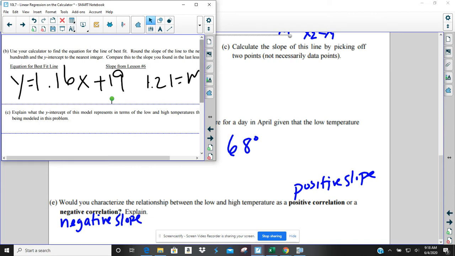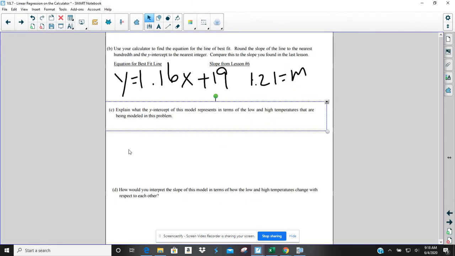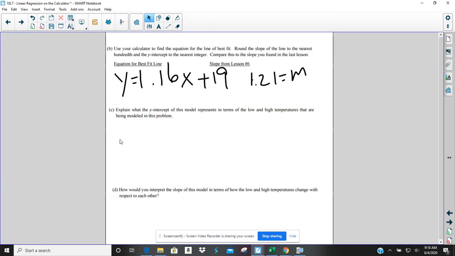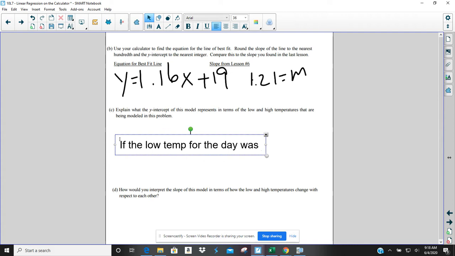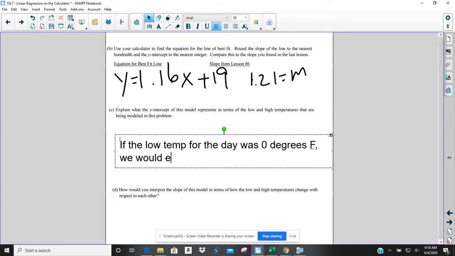Explain what the y-intercept of this model represents in terms of the low and high temperatures being modeled in the problem. So this is what we're going to say. So the y-intercept, if the low temperature for the day was 0 degrees Fahrenheit, right? We would expect a high temperature of 19 degrees Fahrenheit, okay?